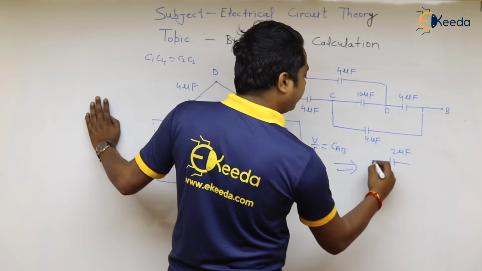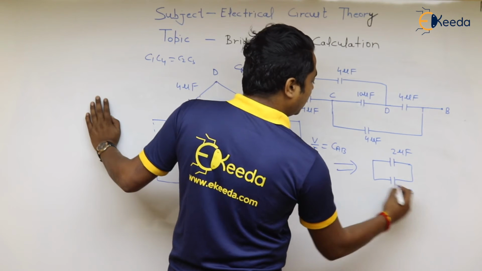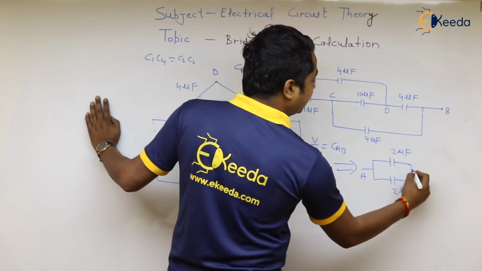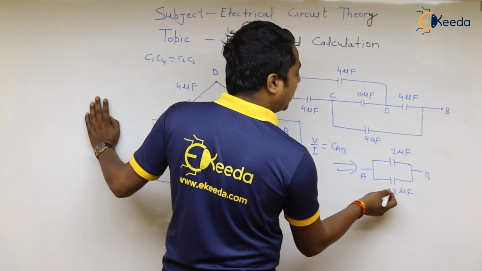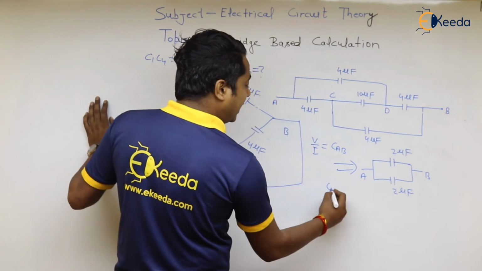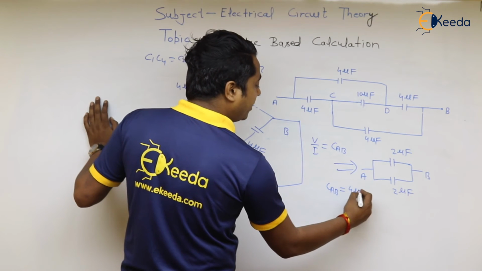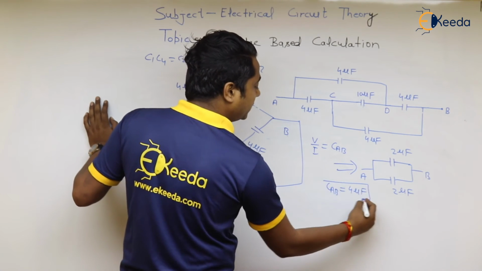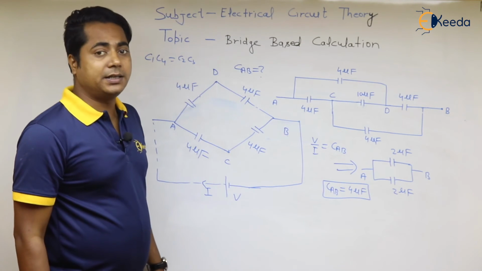2 microfarad in parallel with again 2 microfarad. This is the point A and this is the point B, and again 2 microfarad are in parallel, so they will add directly, and this will be equal to 4 microfarad. This will be just opposite to the parallel of resistors.